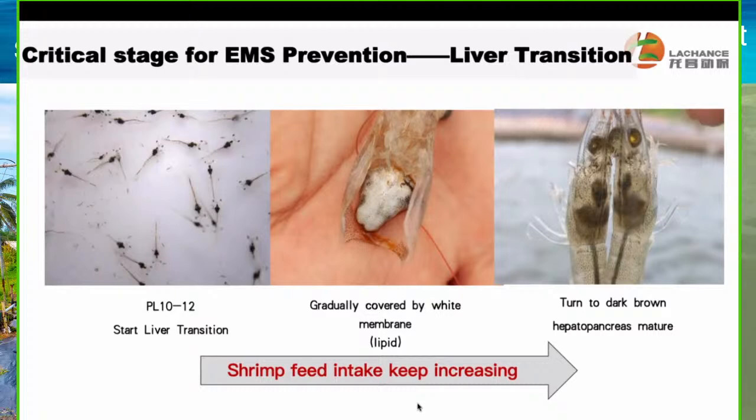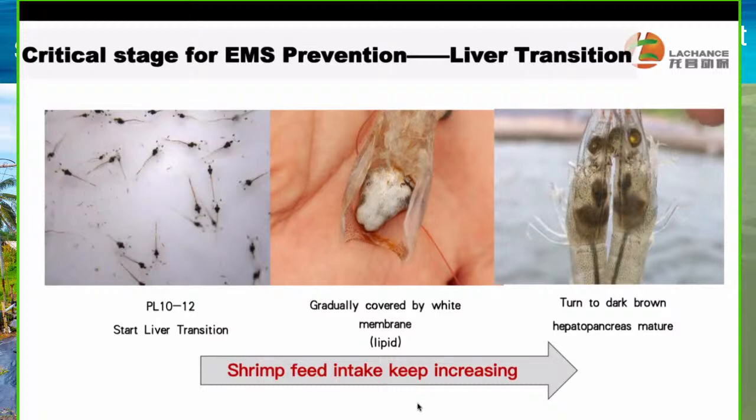This is the changes of the hepatopancreas. You can see when the shrimp's hepatopancreas is still growing, the cells, the hepatic lobule, is very hazy. You even cannot see where the cells of the hepatopancreas are, right? And gradually during the shrimp's growth, about DOC 50, you can see the shrimp's hepatopancreas cells come out. You can see a very hazy edge of the cells, right?